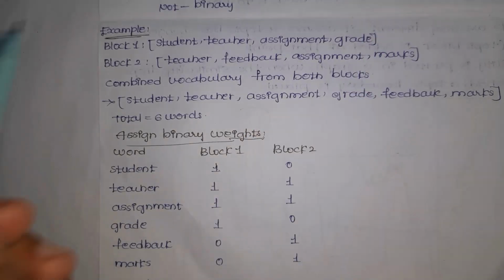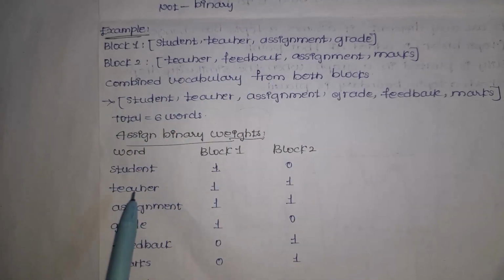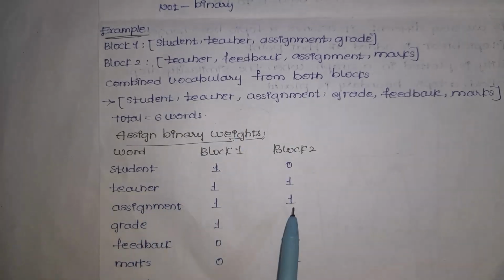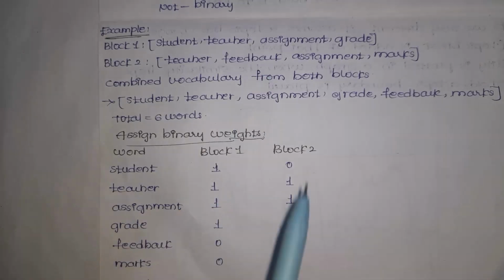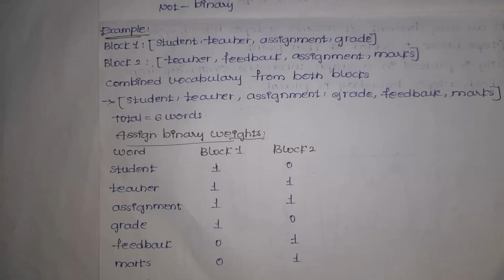And similarly for block 2, student: there is no word student in block 2, so 0. Teacher is in block 2, so 1. Assignment in block 2, 1. Grade is not in block 2, so 0. Feedback is in block 2, 1. And similarly marks is in block 2, so I will include 1. If a word is in a particular block, we will include 1, or else we need to include 0.